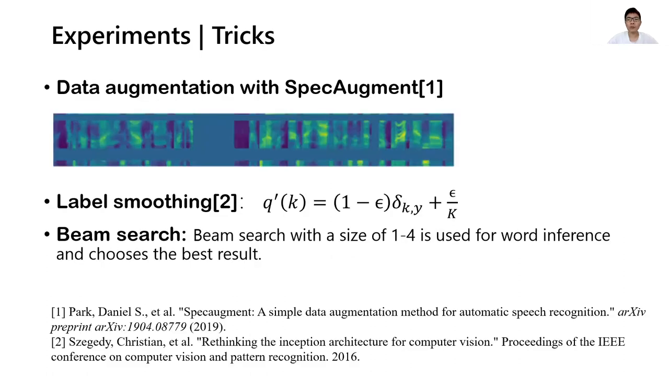In our proposed system, some tricks are added and demonstrated to improve our performance. SpecAugment is applied as data augmentation to increase the effective size of the existing training data. In SpecAugment, frequency mask and time mask are applied onto the log mel spectrum as shown in this picture. Label smoothing is applied as regularization to improve the generalization of the model by introducing a penalty to overconfident predictions. In the inference stage, beam search with a size of 1 to 4 is used for word inference, and we choose the best beam size based on the output caption score.